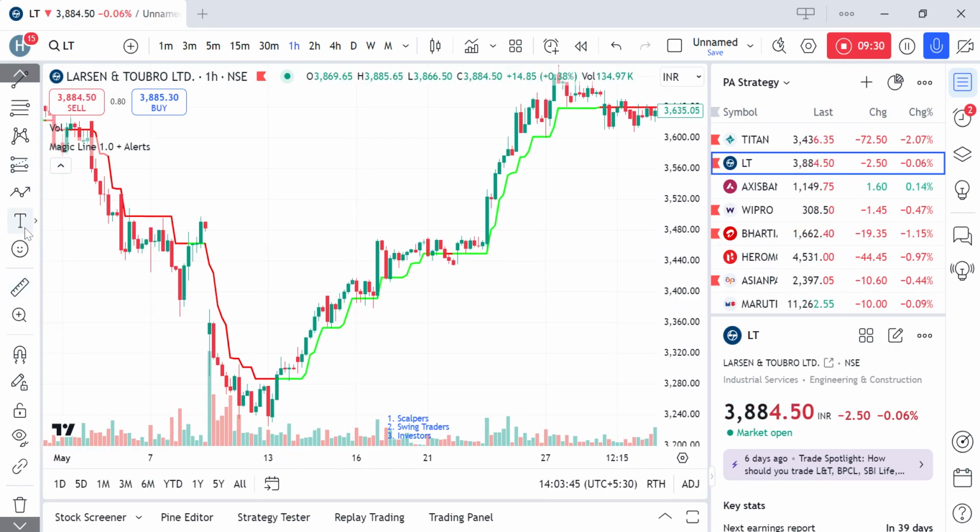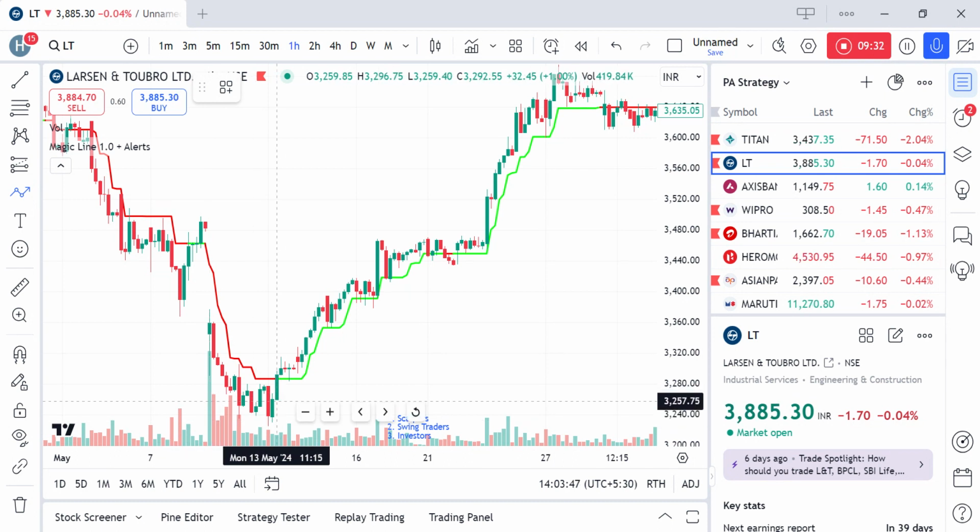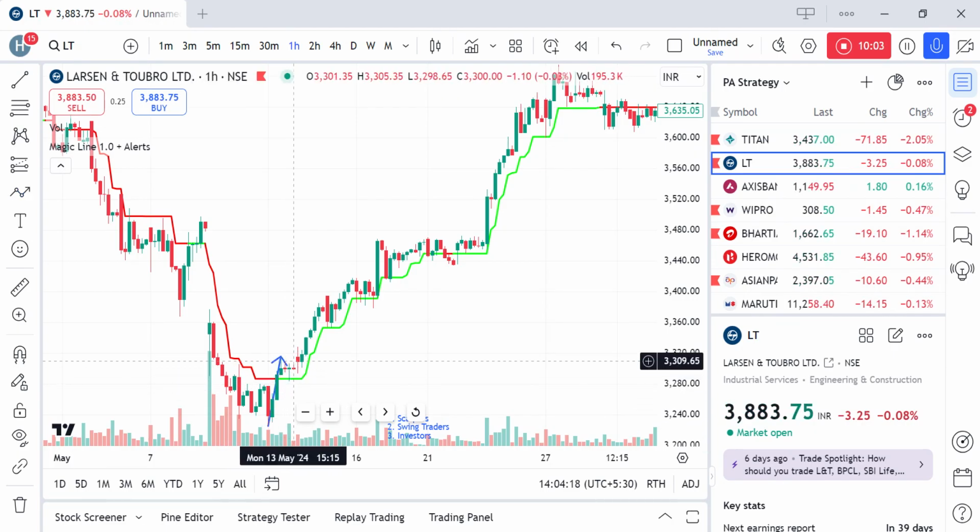Okay, so let's see here. We saw a crossover here, and after the crossover there was a retracement, a small retracement over on the magic line. Let me mark a path here. When the candle touched the magic line, you can see this candle.